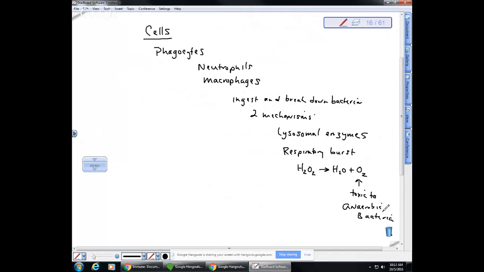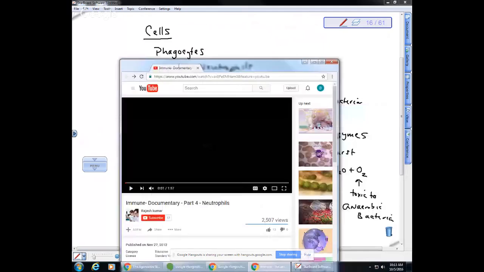And that's why you put hydrogen peroxide on your wounds, because it bubbles. Specifically deep puncture wounds, where you could have gotten bacteria that are living in anaerobic conditions, that helps to kill those, okay? So let's look at some video of phagocytes, and specifically neutrophils. So let's see if I can find my video. Okay.